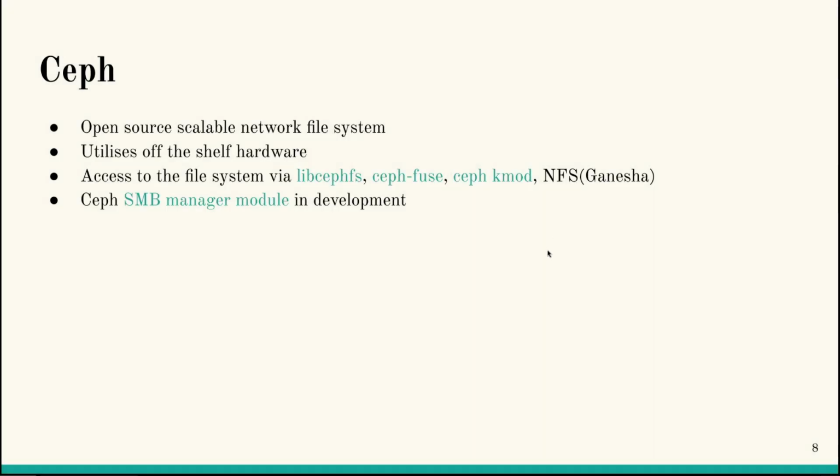So we come to Ceph. This is the center of our attention at the moment. Like GlusterFS, an open source scalable clustered file system, which uses off-the-shelf hardware. Access to the file system is available using the library libcephfs. The CephFS file system itself can also be mounted onto the machine using a Ceph kernel module or using the Ceph fuse driver. The volumes can also be exported over NFS using the NFS manager module. As seen in the presentation earlier by John Mulligan, he is working on an SMB manager module for Ceph, which uses Samba underneath and will allow us to manage SMB exports directly from Ceph.